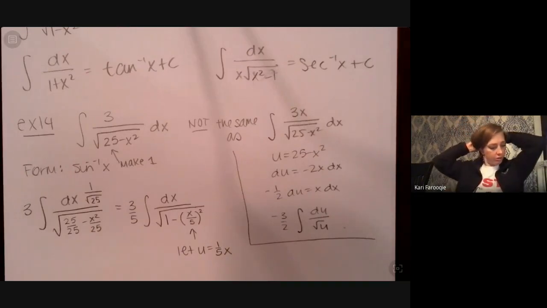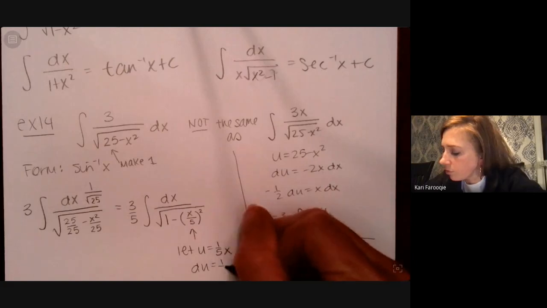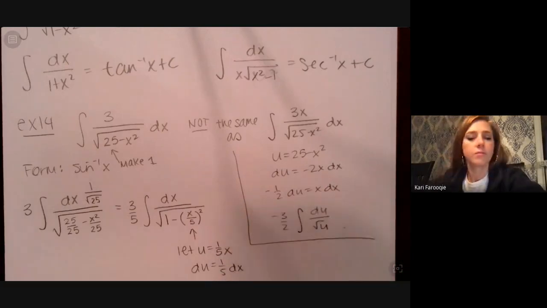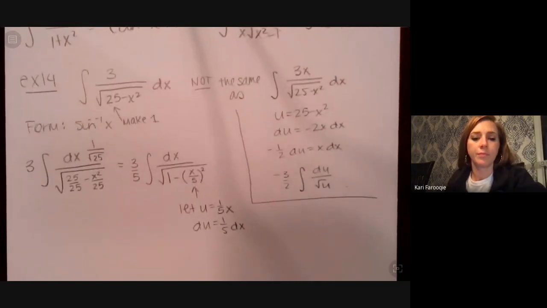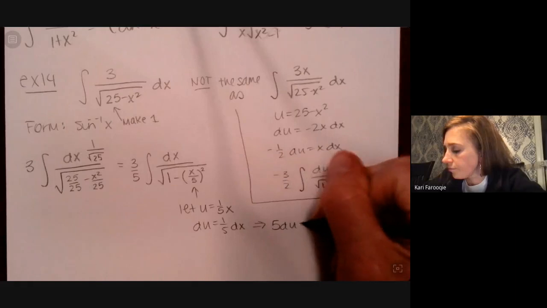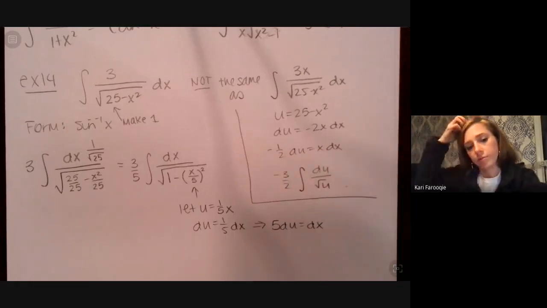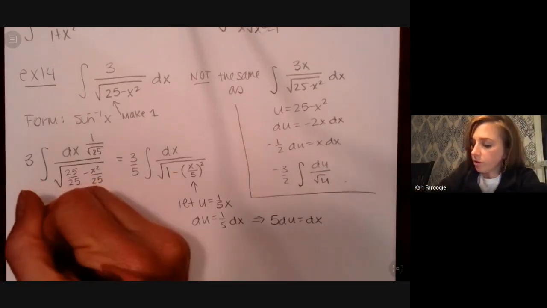And that's how we will get away with that. And then du is going to be 1/5 dx. That means that 5 du is dx. So let's sub it out.